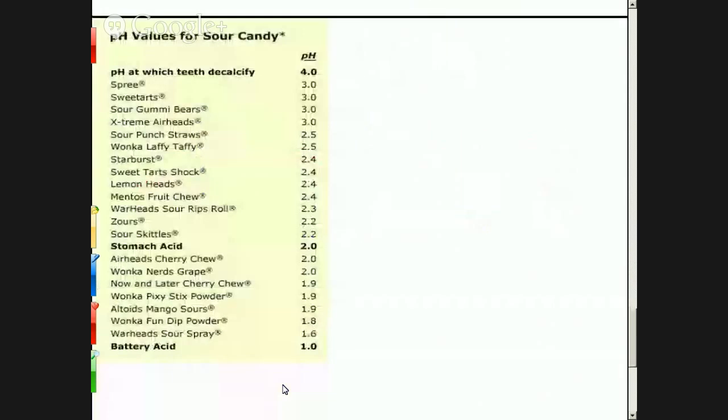All right, so one thing I always think is interesting, especially around Halloween, is looking at the pH of candy. So here are some different candies. You know, the dentists always tell you, don't eat candy, it's bad for your teeth.